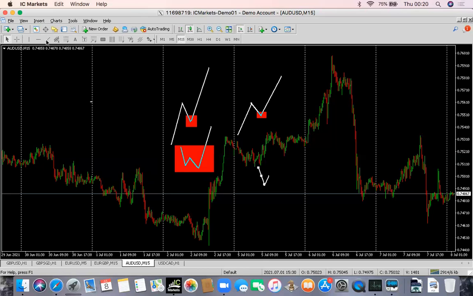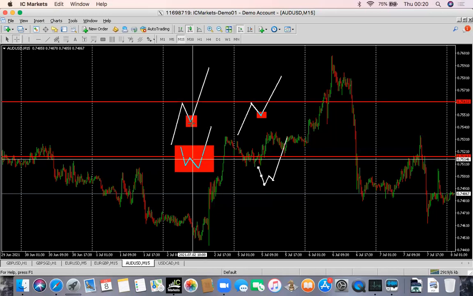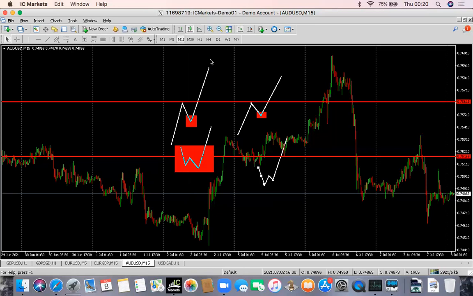No break of structure. Remember, no break of structure, and it moves up. So it breaks here, and then it breaks up here. Okay, so you could have your entry from this point, which will be somewhere here, and then you ride it to the top here.